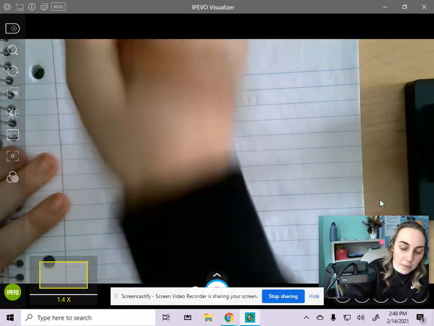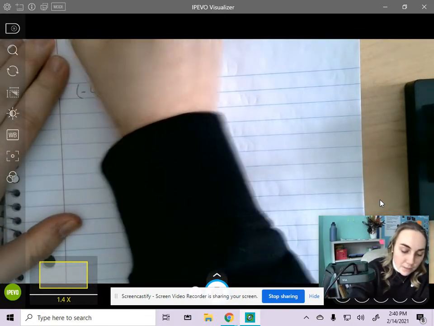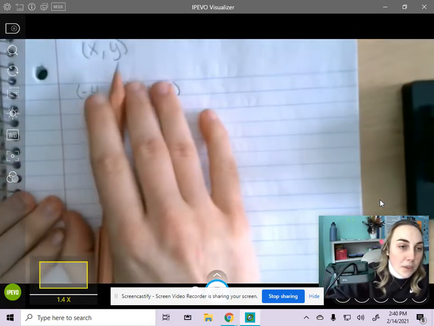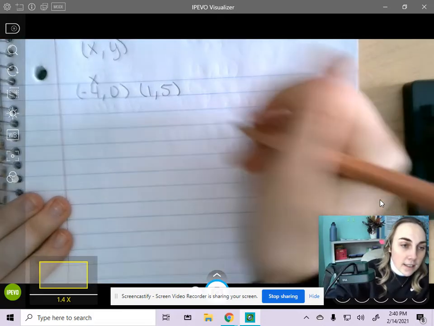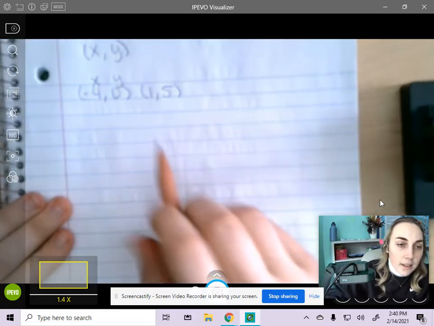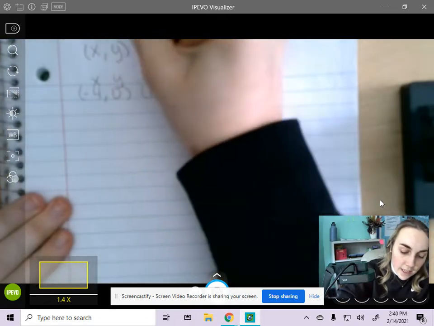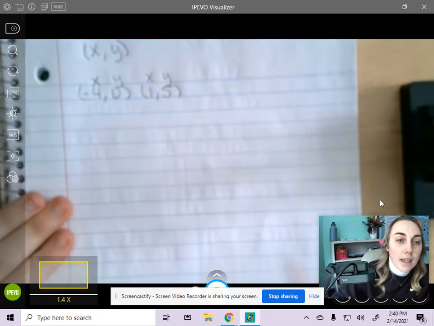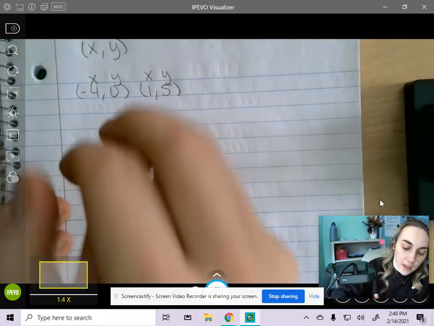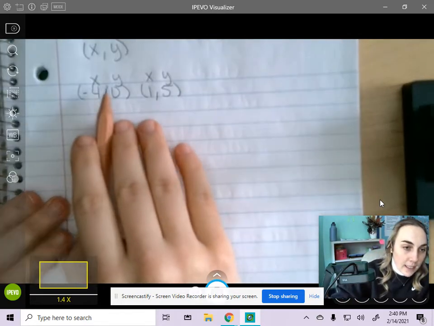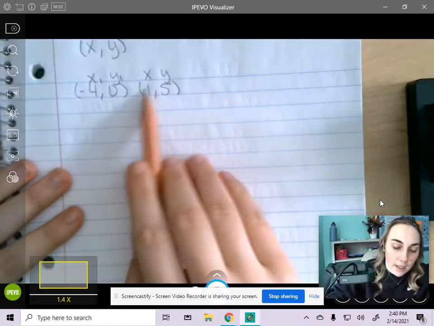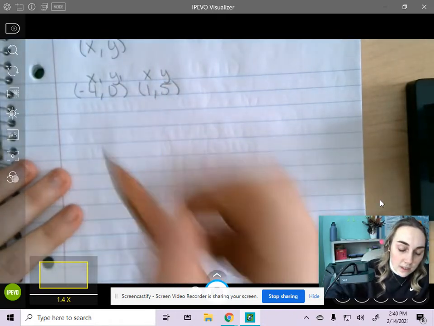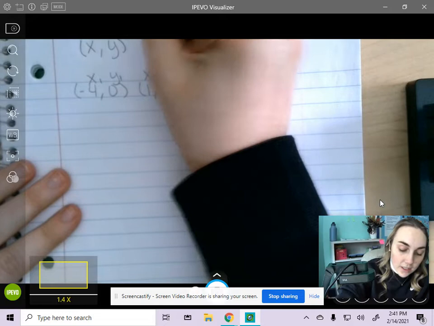All right, so here are our ordered pairs. So guys, if you remember when you have an ordered pair, your first number is always an x, your second number is always a y. So using that information, we know -4 is an x, 0 is a y, 1 is an x, and 5 is a y. This is the first ordered pair I see. It's literally just like the first one there. So this is going to be x1 and y1. This is the second ordered pair I see. So this is going to be x2 and y2.